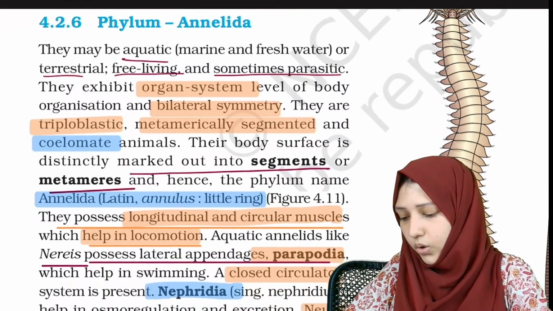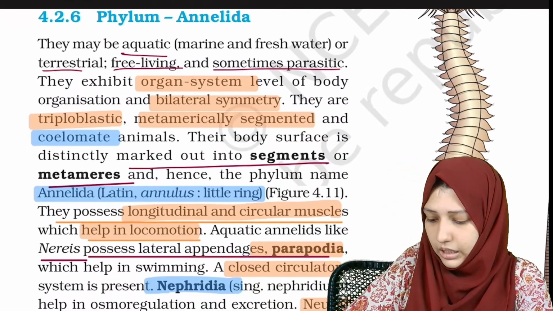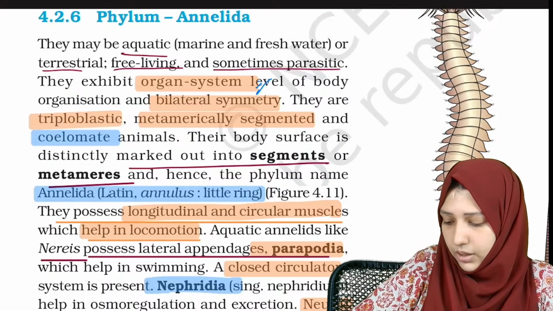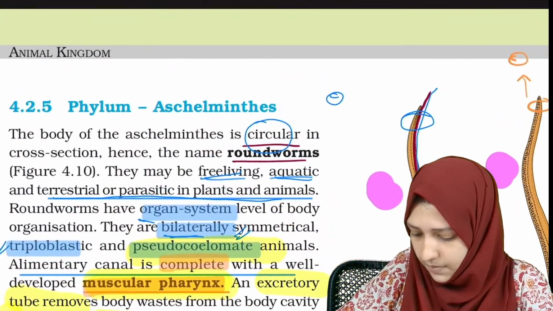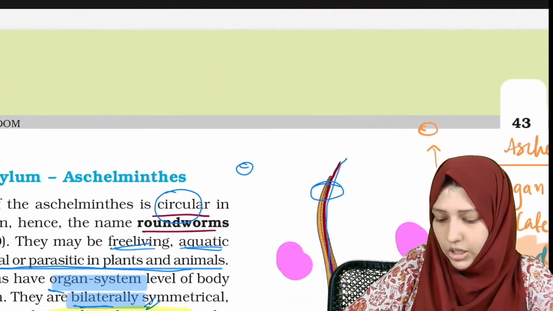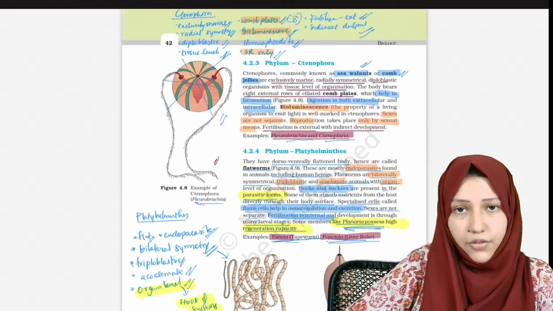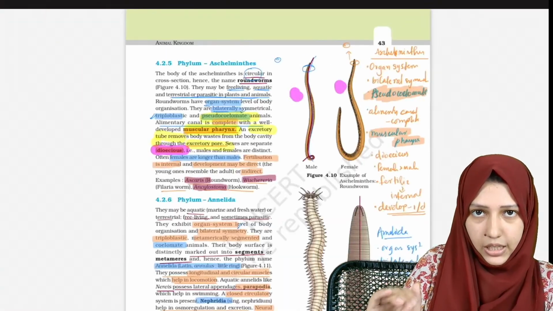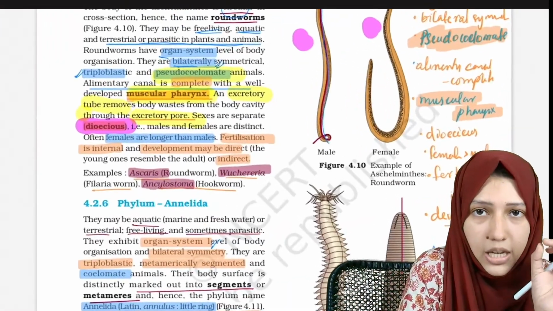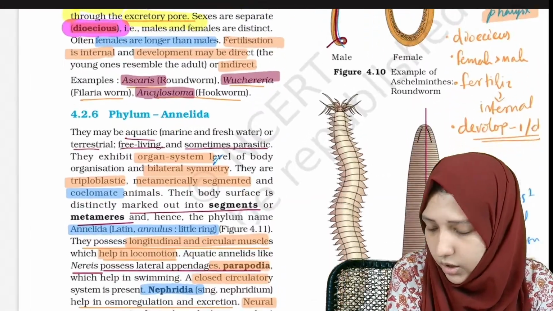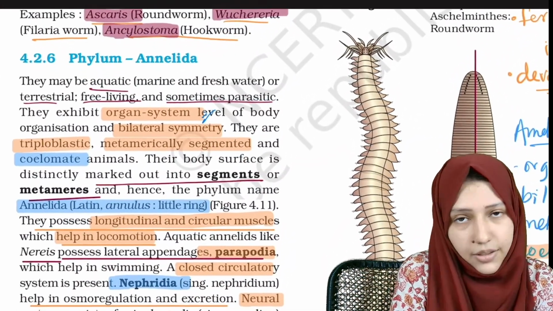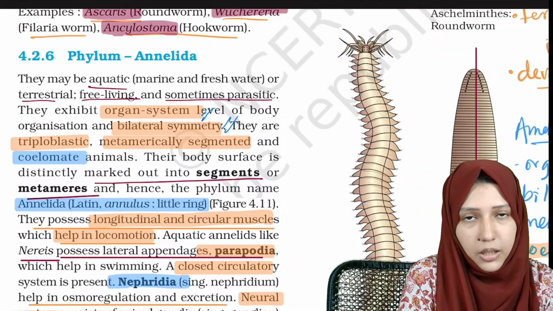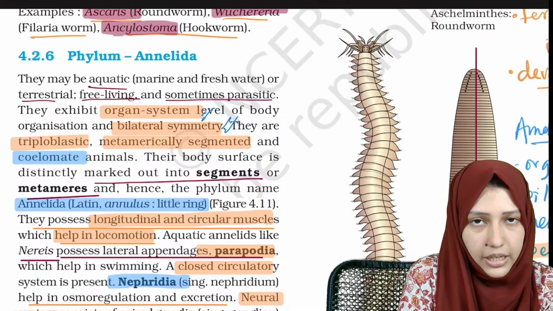Clear? Okay. Organ system level of classification. Till now we haven't reached the organ system, right? So, from here, from the phylum Aschelminthes, we have started organ system level of classification. Till Platyhelminthes, it was organ level of classification. From Aschelminthes, we have started organ system level of classification, and Annelida also belongs to organ system level of classification. And it also possesses bilateral symmetry. Just cut the organism in a single plane, it will give left and right identical portions.